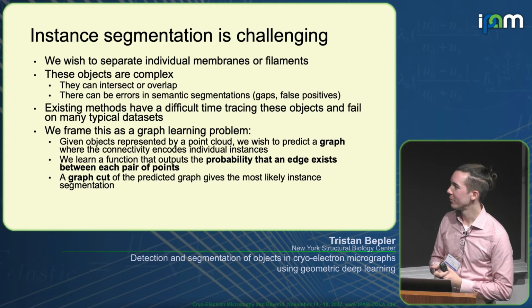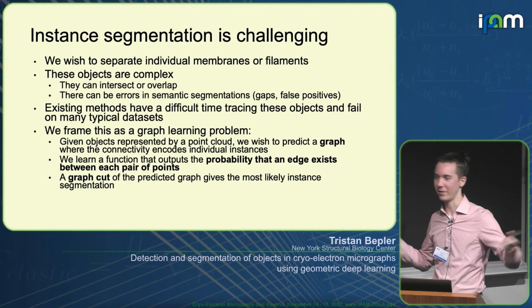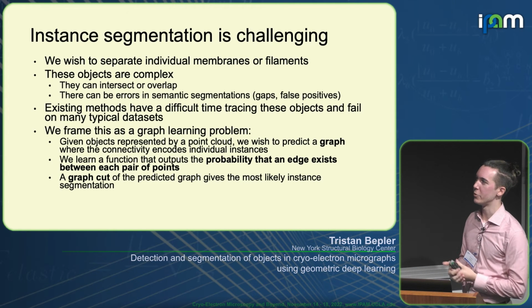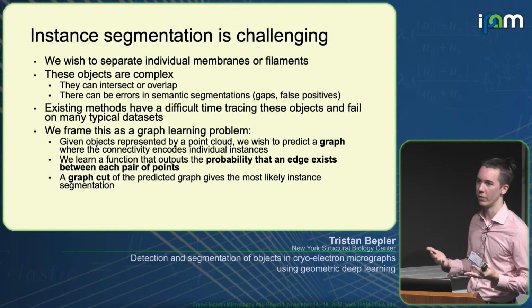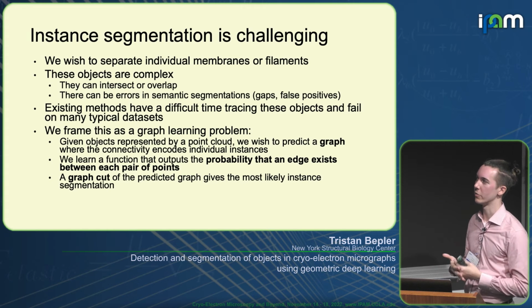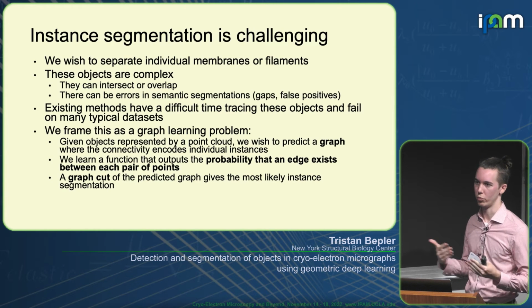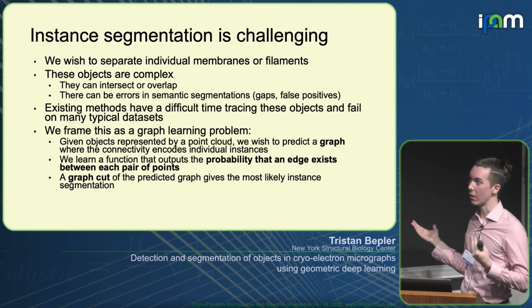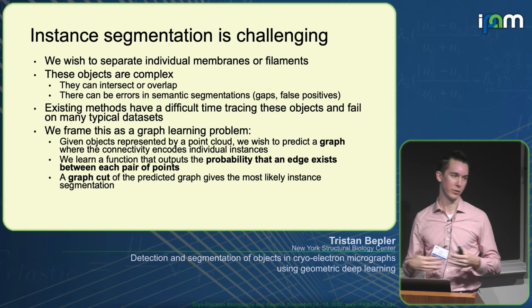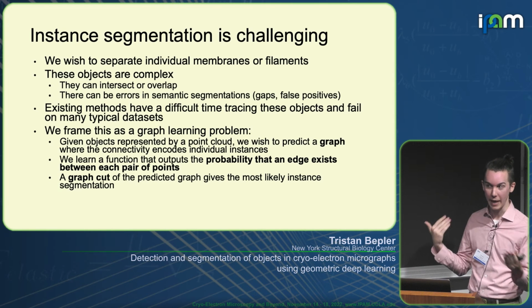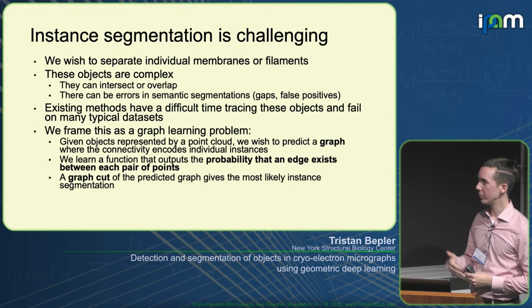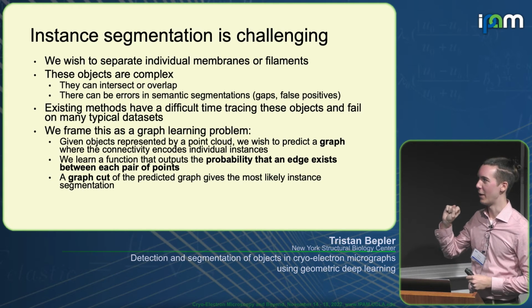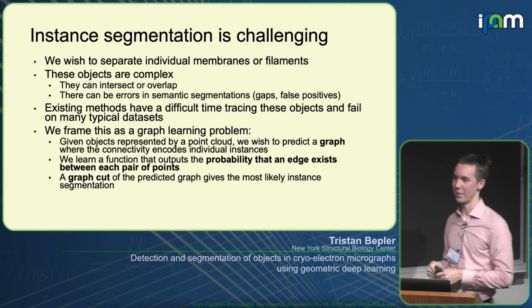So what makes this hard? You might just say, but hey, this is just like curve tracing or something. That's not that hard. But these objects are complex, right? They can intersect and overlap, so it's not obvious from a segmentation mask what the individual objects are here. There can also be errors in semantic segmentation, right? Semantic segmentations give false positives and false negatives, so there could be gaps. Existing methods have a really hard time tracing objects in these kinds of crowded environments.